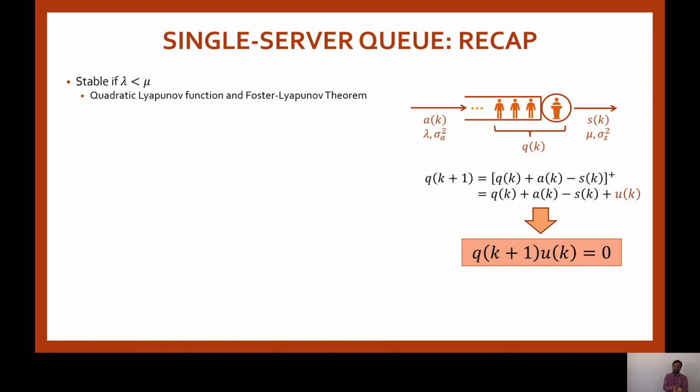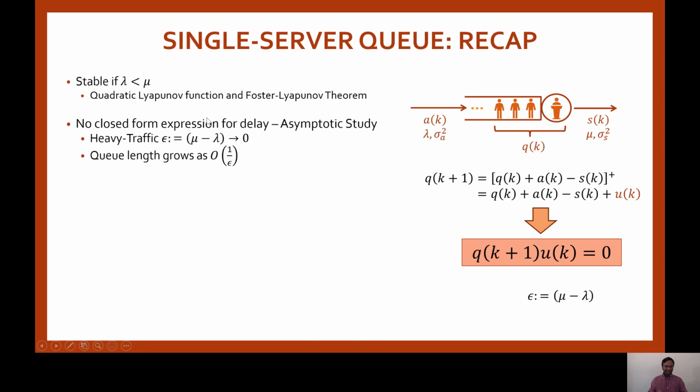And the first question is about throughput. So one can ask, what is the maximum possible throughput in a queue? And the answer is mu, the service rate mu. As long as lambda is less than mu, it's stable. Otherwise, it's unstable. And we proved this using the Foster-Lyapunov theorem and using a quadratic Lyapunov function in part 1.